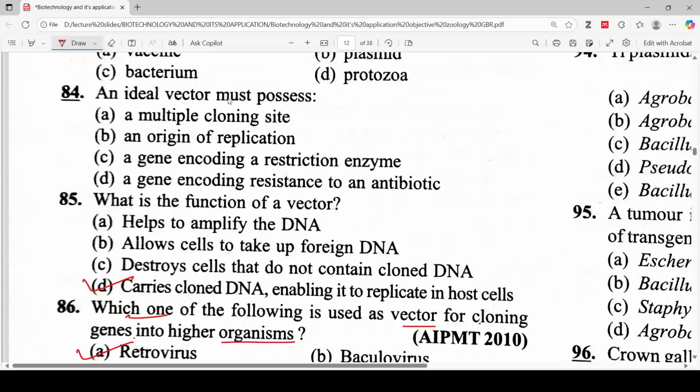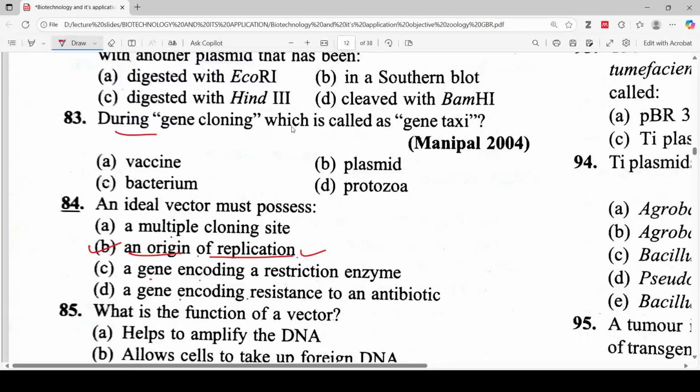An ideal vector must possess multiple cloning sites, an origin of replication, a gene encoding a restriction enzyme, and a gene encoding resistance to an antibiotic. So the correct answer will be origin of replication.